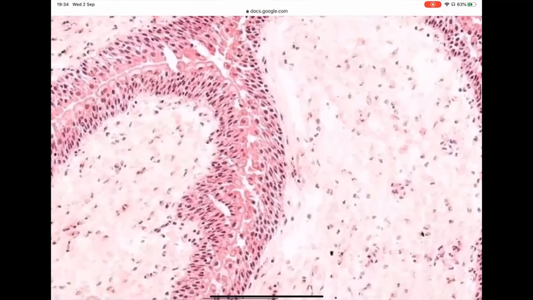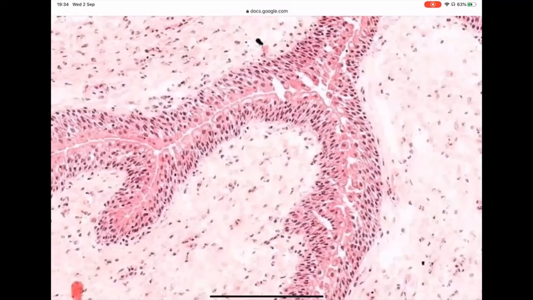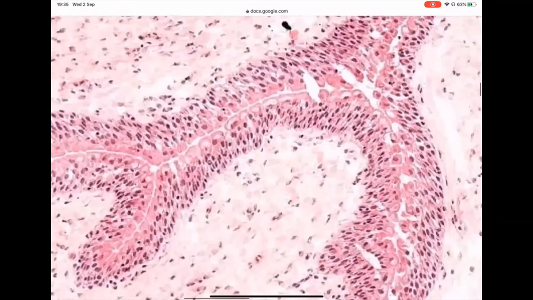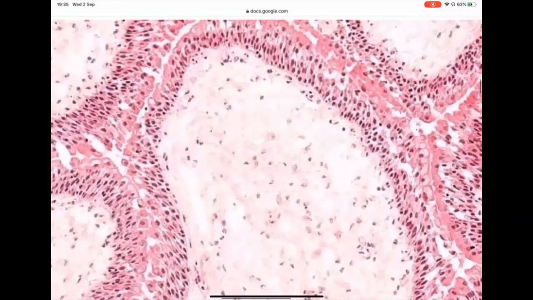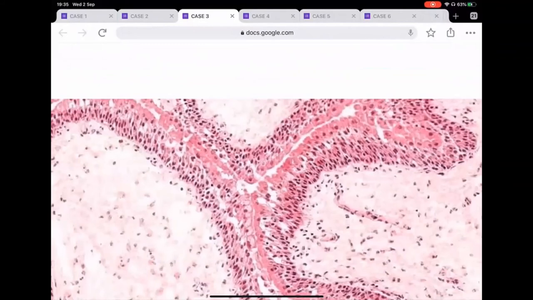Now, a lot of people know that the presence of umbrella cells doesn't add a lot of weight to whether this is benign or malignant, because there are some malignant or atypical lesions that can have umbrella cells. But one thing I have noticed from my little practice is that continuity of umbrella cells tends to be more in association with a benign lesion.